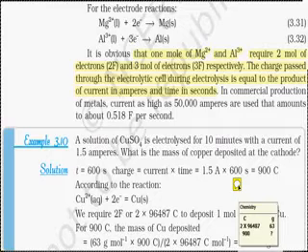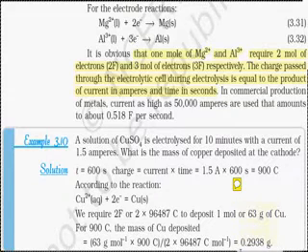You can understand it in this manner also: 2 into 96487 coulomb gives you 63 gram. So 900 coulomb gives you how many gram? Cross multiplication, 900 into 63 upon 2 into 96487, which gives you 0.2938 gram. So this is your answer.